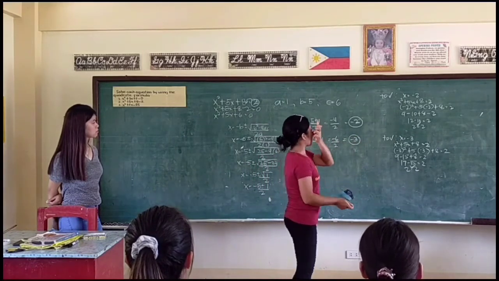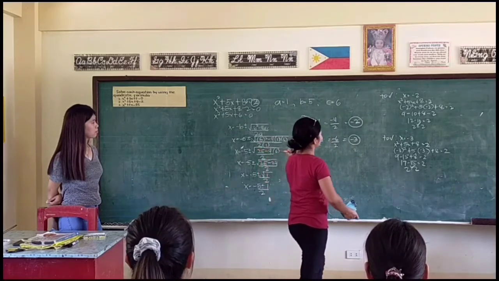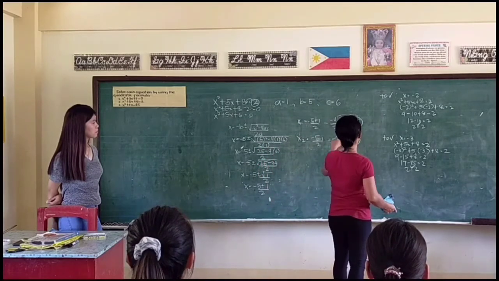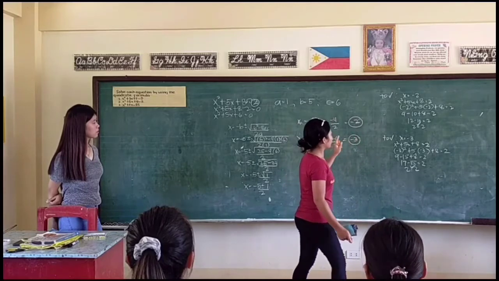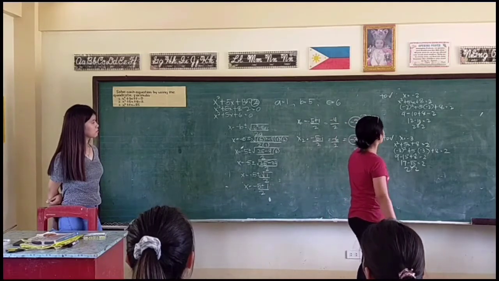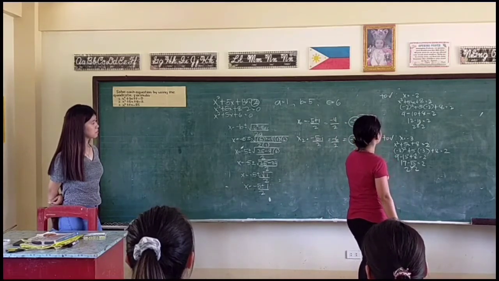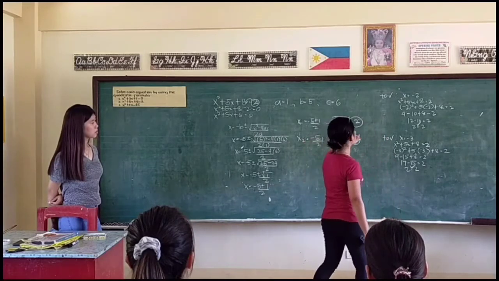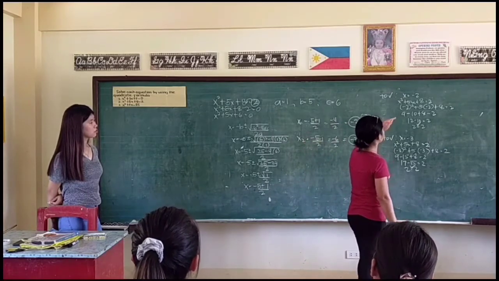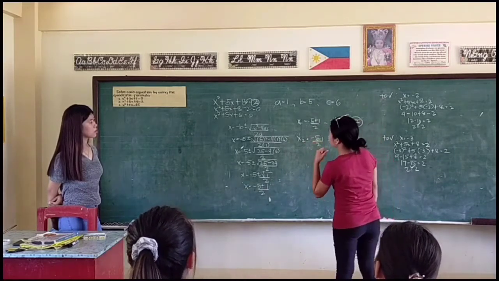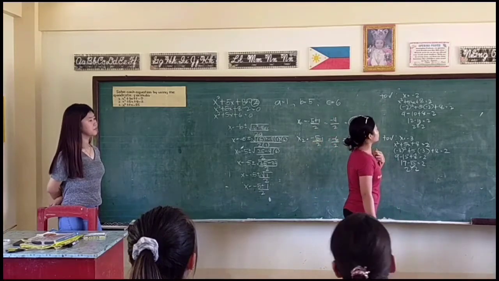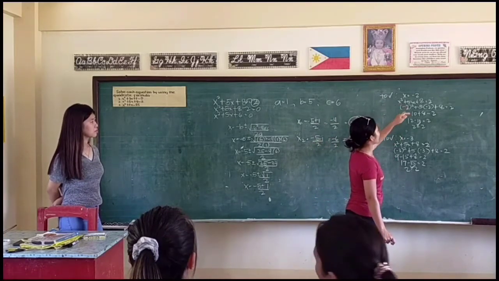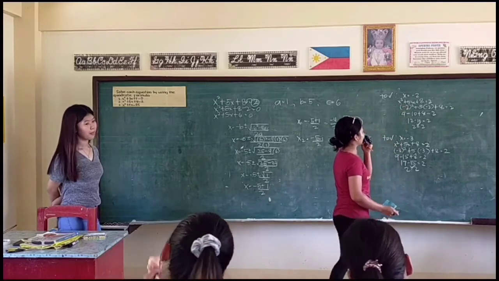So let's check, for us to determine if it is right or correct. The first value is negative 2. So let's write the equation, the quadratic equation, which is x squared plus 5x plus 6 is equal to 0.